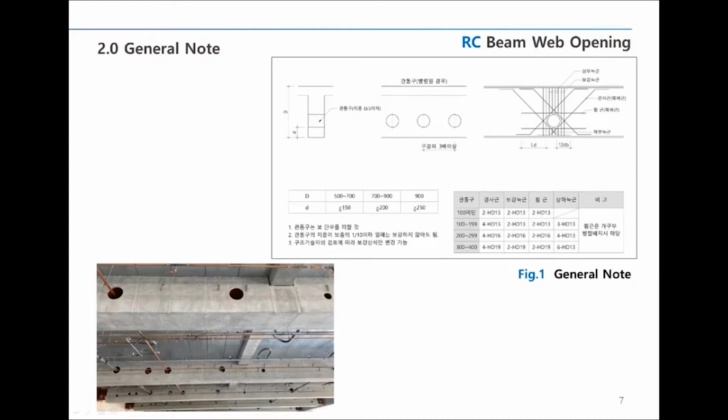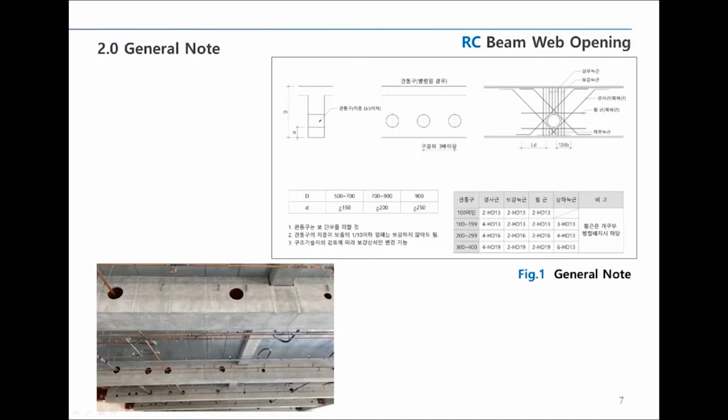The appropriate distance between the openings is at least 3 times the opening diameter. So if the size of the opening is 200 millimeters, it means that the center distance between the openings is bigger than 600 millimeters. The opening should be located where the stress that is applied on the beam is relatively less. I'll further explain the stress on the next page.